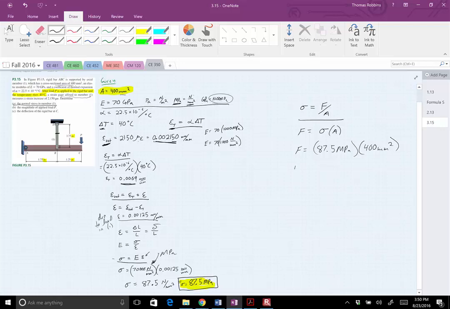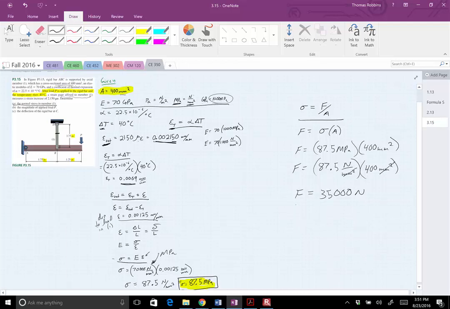But what is a megapascal? Let's put it back into the units I was thinking of before, newtons over millimeters squared. And then 400 millimeters squared. So 87.5 multiplied by 400 is 35,000 newtons. So the force equals 35,000 newtons. And this works because newtons is a unit of force, and millimeters squared cancels, so we're left with newtons.